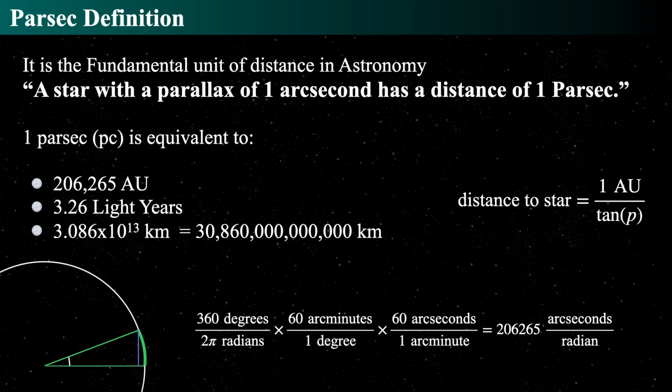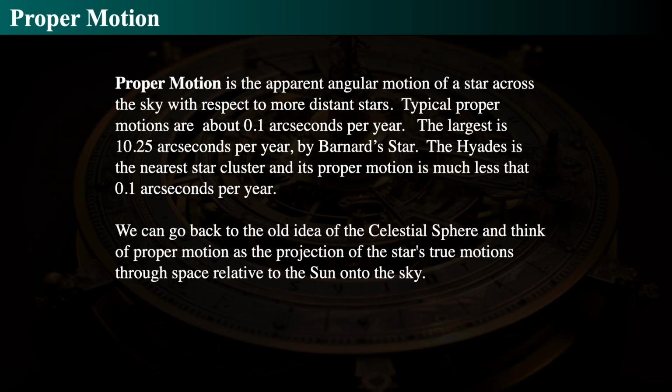So the star Sirius has a pretty large parallax. It's almost an arcsecond. It's like a half an arcsecond or so. It's about 7 light years away. Now, parallax is due to the motion of the Earth around the Sun, but then there's an actual motion called proper motion, and that's the apparent angular motion of the star across the sky with respect to more distant stars, because the star is moving through space.